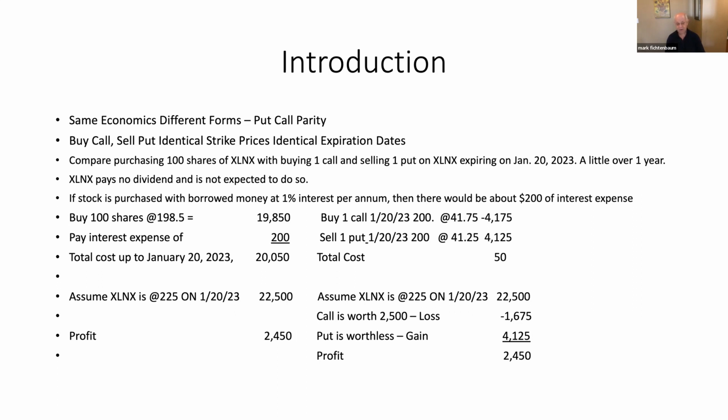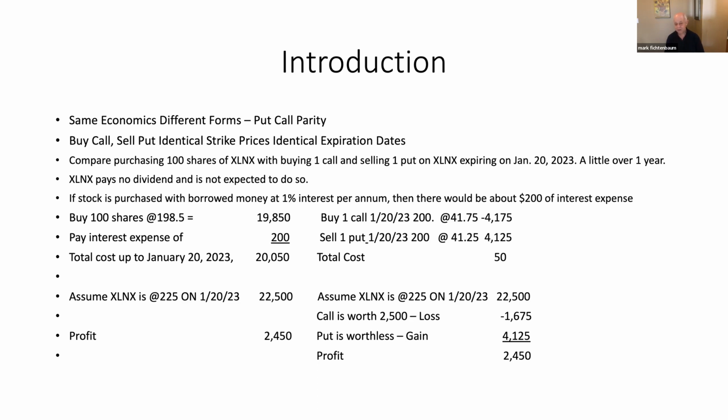So my profit would be $2,450. Now let's go over to the option side. Assume Xilinx is at 225 on 1/20/23. Again, it's worth $22,500. But we don't have a position in Xilinx. We have a position in the call and the put.